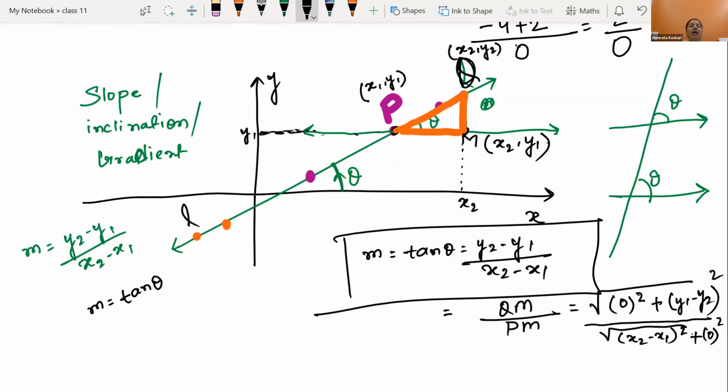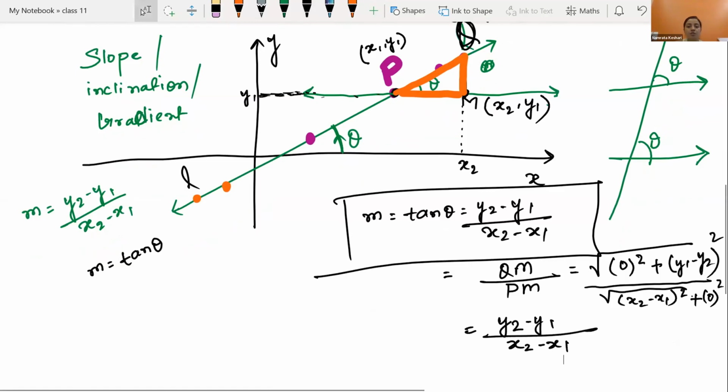Okay, and as we know, (a − b) whole square and (b − a) whole square are the same thing. Hence, we can write that the numerator can also be written as just y2 minus y1, because the square and the square root both cancel each other out. And the denominator's square root also cancels out. And this is the formula: tan theta equals this one. Is it clear?